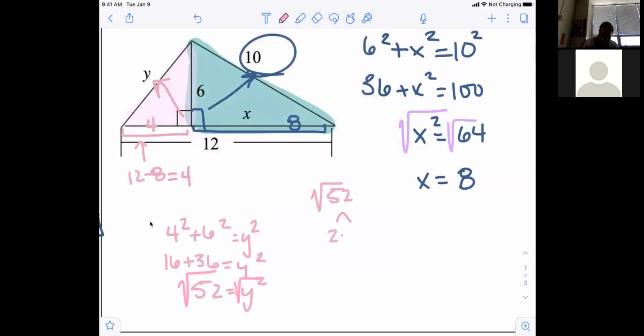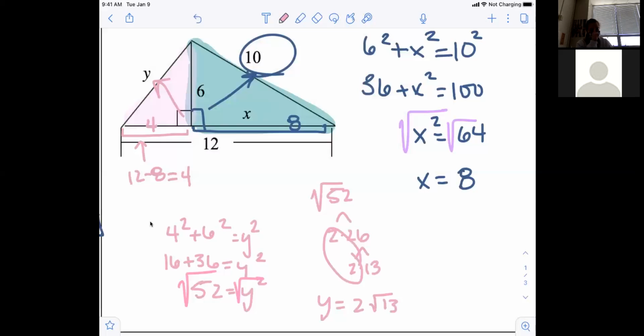Not square root 13. Yes, sorry, I couldn't think that fast enough. So Emma made her factor tree. Emma was just moving too fast for me today. 2 and 2, so I get to take a 2 out. 13 stays on the inside, so y equals 2 radical 13.